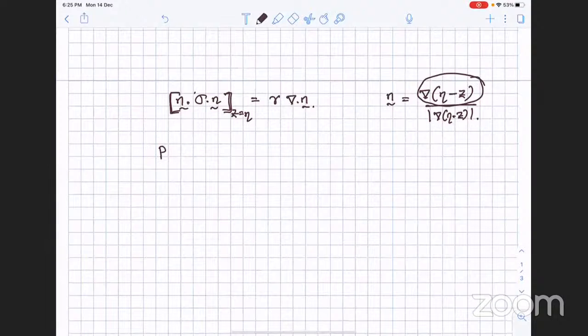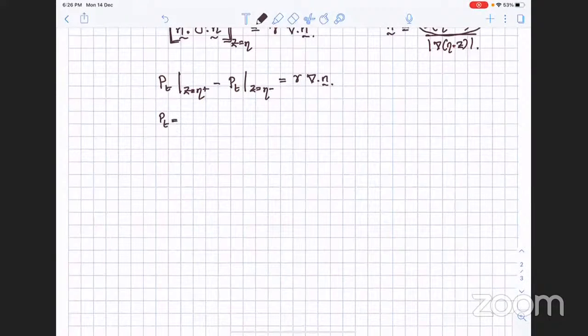So P total at z equals 0 plus minus P total at z equals 0 minus is equal to gamma times divergence of n. Actually, let me write it without the linearization first: z equals eta plus, and this is on the other side at eta minus. Now, what is the total pressure? The total pressure would be the hydrostatic contribution, which is P naught minus rho gz, plus a perturbation, P of x comma z comma t.